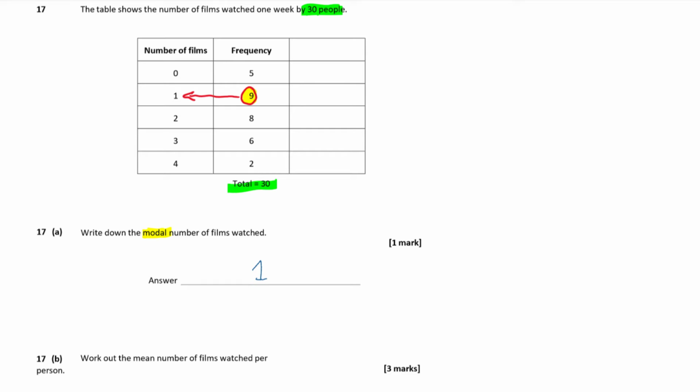B, work out the mean number of films watched per person. So we have to do a little bit of mathematics here, obviously. Now when you're calculating mean from a frequency table, we need to multiply together the value and the frequency, don't you? Luckily we've been given an extra table on the end here, so this is our fx column. So 0 times 5 is 0, 1 times 9, that is 9, 2 times 8, that's 16, 3 times 6, that is 18, and 4 times 2, that is 8.